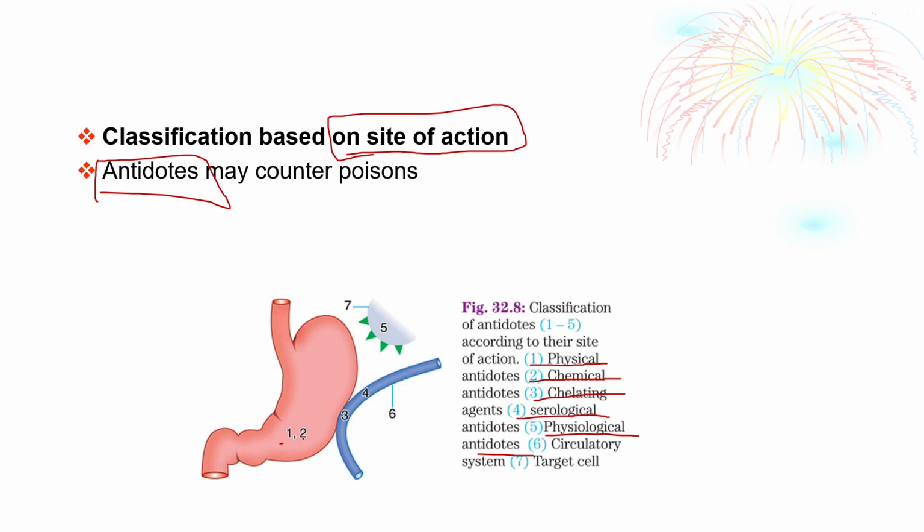For example, 1 and 2, the physical and chemical antidotes, work inside the stomach when the poison is unabsorbed. For 3 and 4, the poison is present inside the bloodstream and is now absorbed. So the chelating agents and serological antidotes act when the poison is absorbed inside the body. However, 5 is for the target cell, where the poison is showing signs and symptoms. For that, we need a very specific type of antidote. We call that a physiological or pharmacological antidote. We'll be discussing that later on.